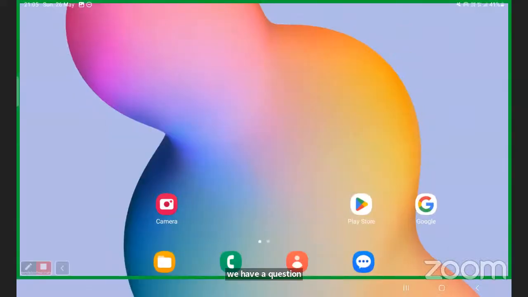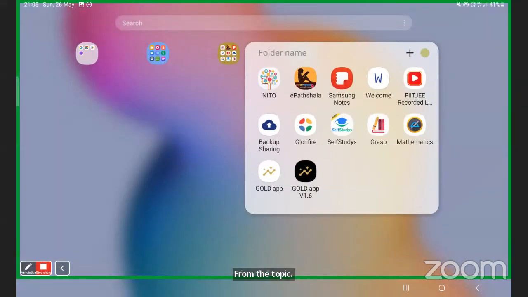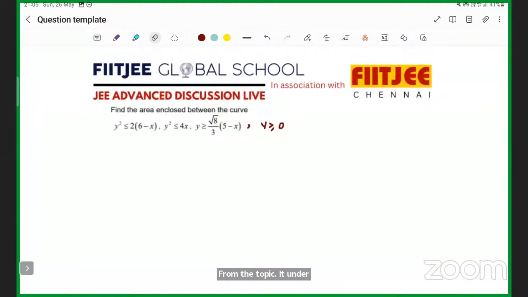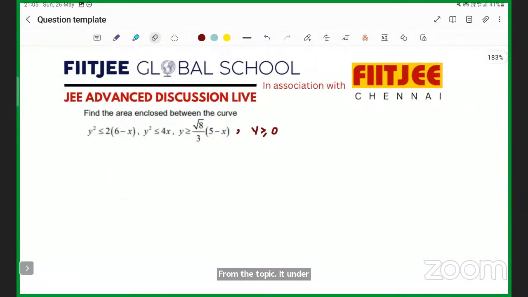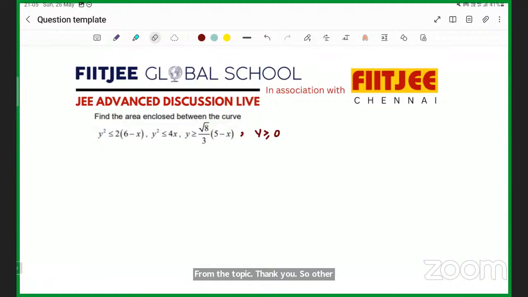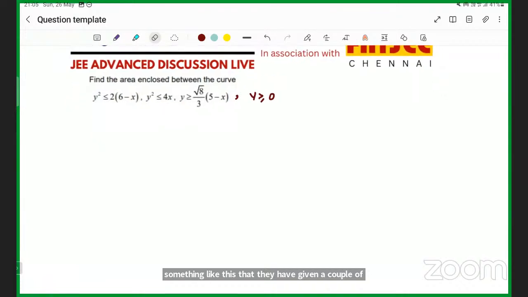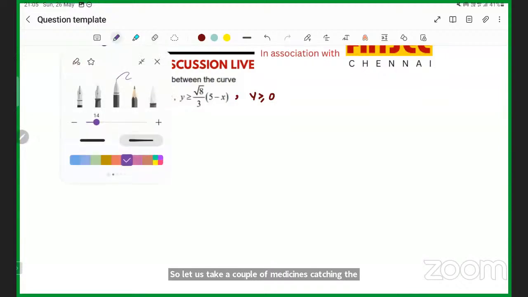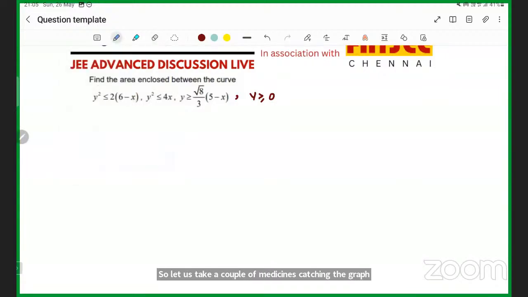Yes, so once again, good evening, everyone. Again, we have a question from the topic area under the curve. The question goes something like this: they have given a couple of parabolas and a straight line, and then they're asking, what is the area enclosed between the curves? So let us take a couple of minutes in rough sketching the graph to have some idea which portion we are planning to calculate over here.